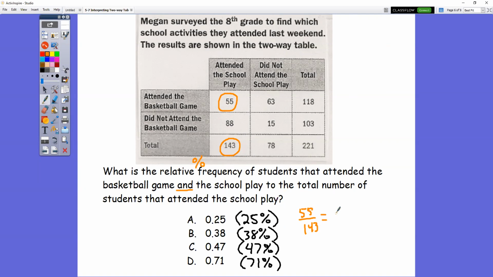When you do top divided by bottom, you get 0.38. Again, move your decimal point 2 places to the right. So this is 38%, which would be choice B.